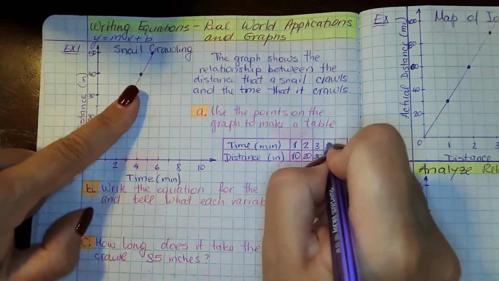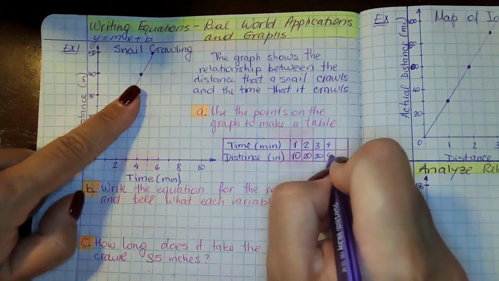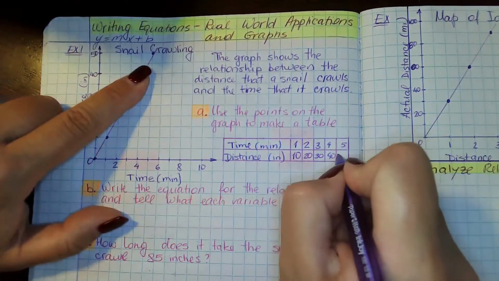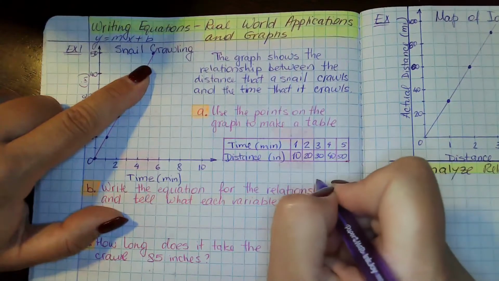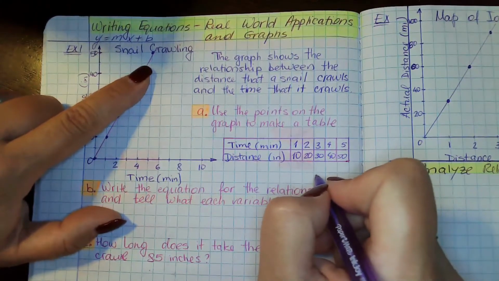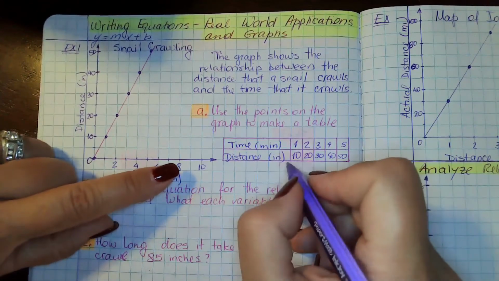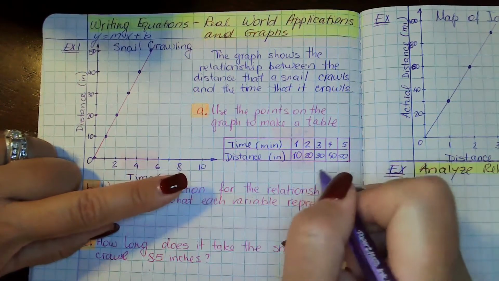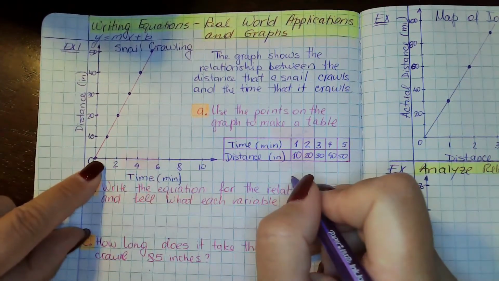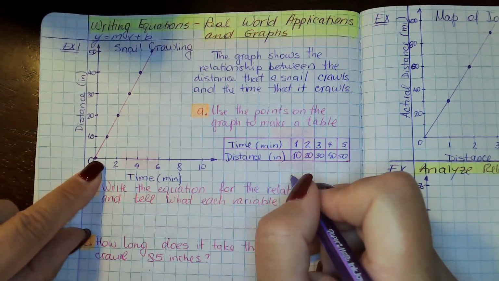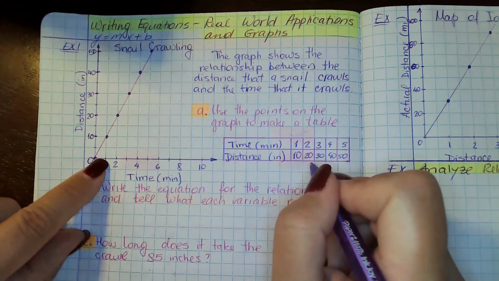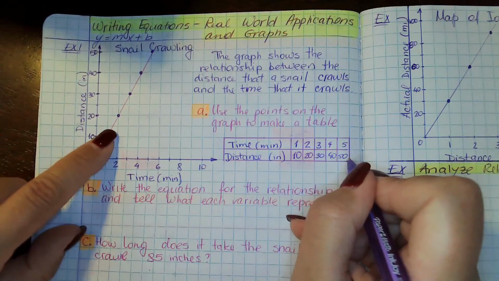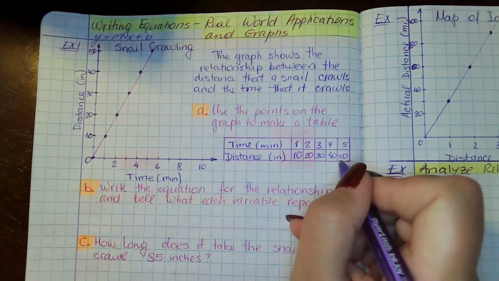4 minutes, 40. 5 minutes, 50. So again, assuming that the snail just keeps crawling at a constant speed, the distance is increasing by 10 inches per minute. At 0, it's 0, so we start at the origin, and then every minute the snail is crawling 10 inches. So that's a set of points that I chose from the graph.